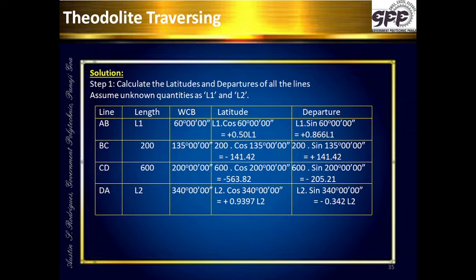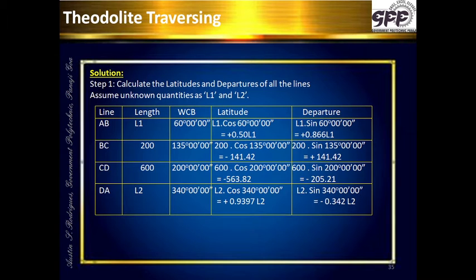The first step is to calculate the latitudes and departures of all the lines. So whatever is unknown, the lengths L1 and L2 will be assigned to that. So for AB, we will say that the length is L1. For DA, we will say that the length is L2.